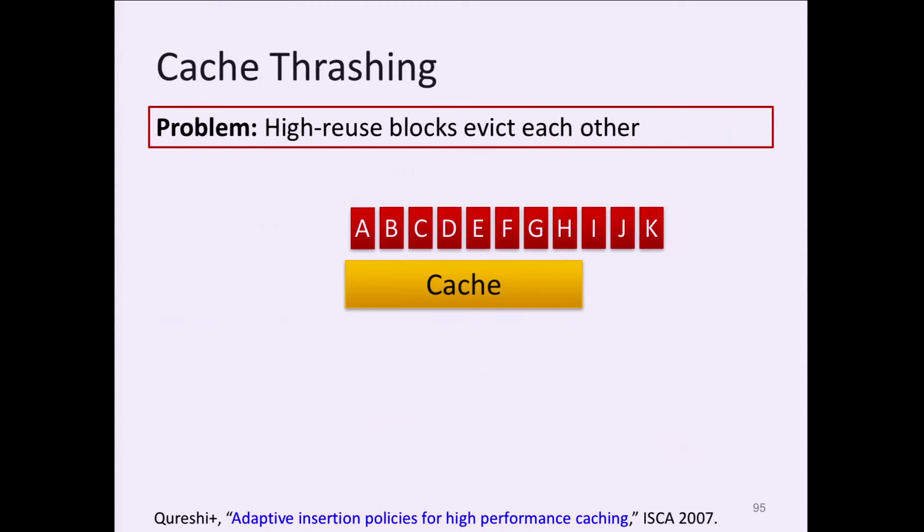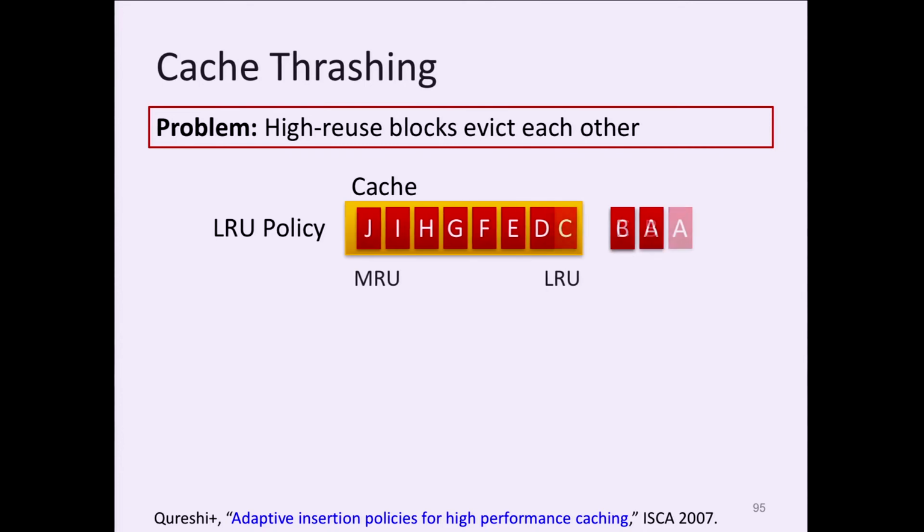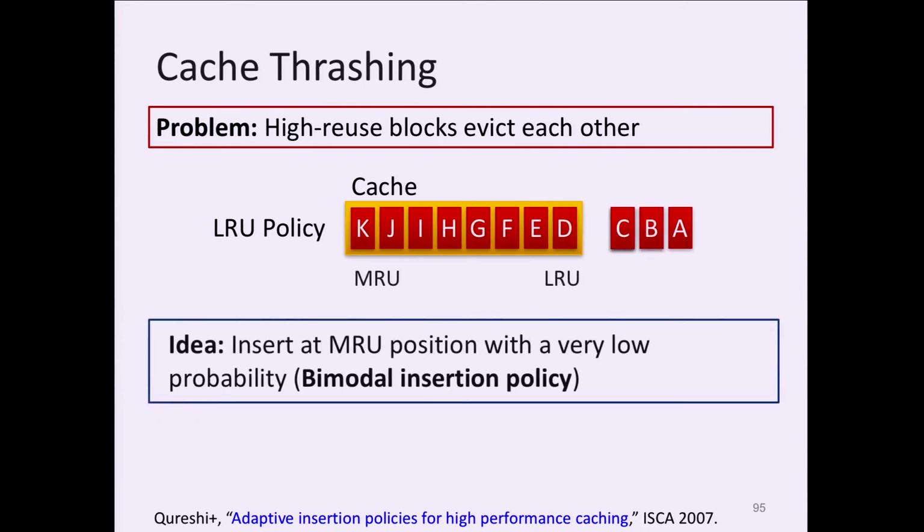Okay, the second problem is what you've seen, cache thrashing. And cache thrashing is especially worse if you have high reuse blocks evicting each other. So low reuse blocks, maybe you can get rid of them with bimodal insertion policy, for example. But if you have high reuse blocks evicting each other, some of it you can get rid of with bimodal insertion policy, but some of it may not. Basically, what's happening is you keep inserting into the cache high reuse blocks. And bimodal insertion policy gets rid of some of this, but not all of this, actually.